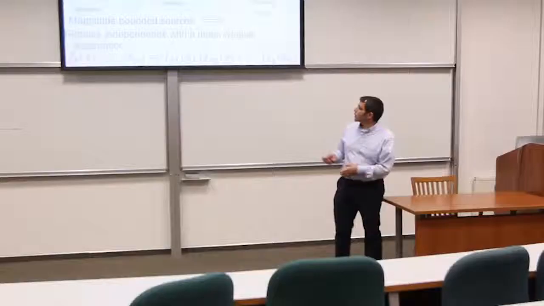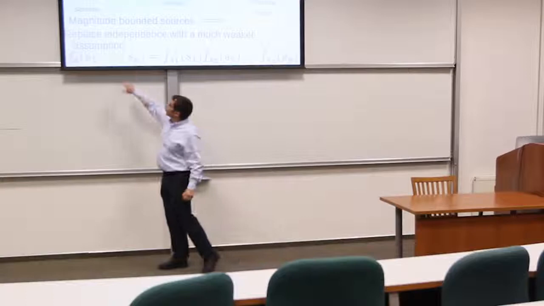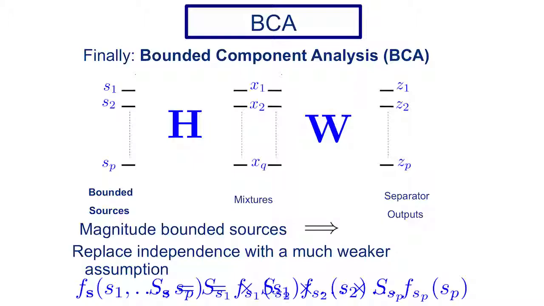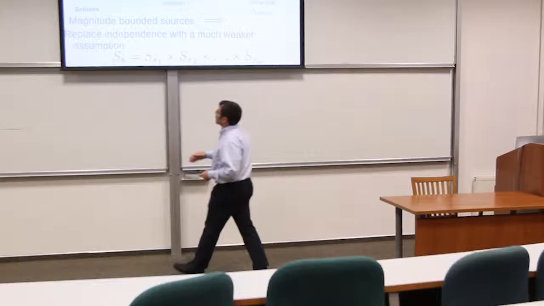Here, knowing that these sources are bounded in magnitude, we replace the independence assumption with a much weaker assumption. The independence assumption requires that the joint density of sources is equal to the product of their marginals. We replace that requirement with a condition on the support set of the joint density, which is the convex hull of the essential support set of the PDF.